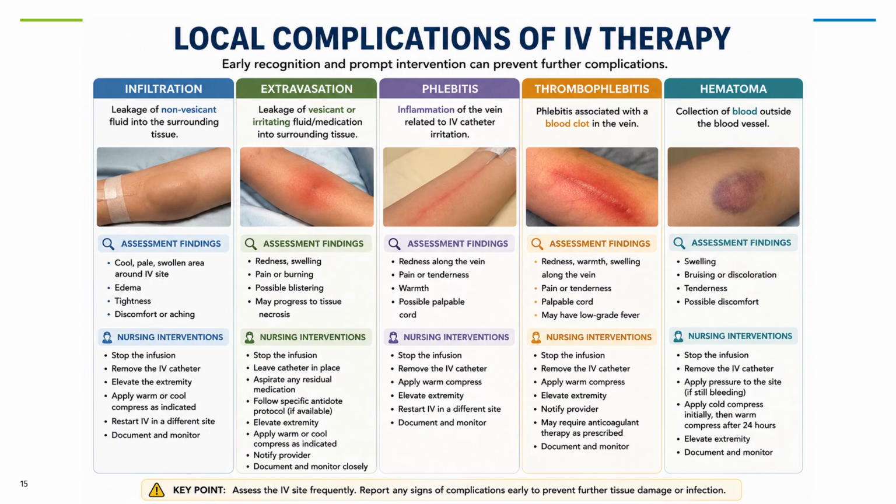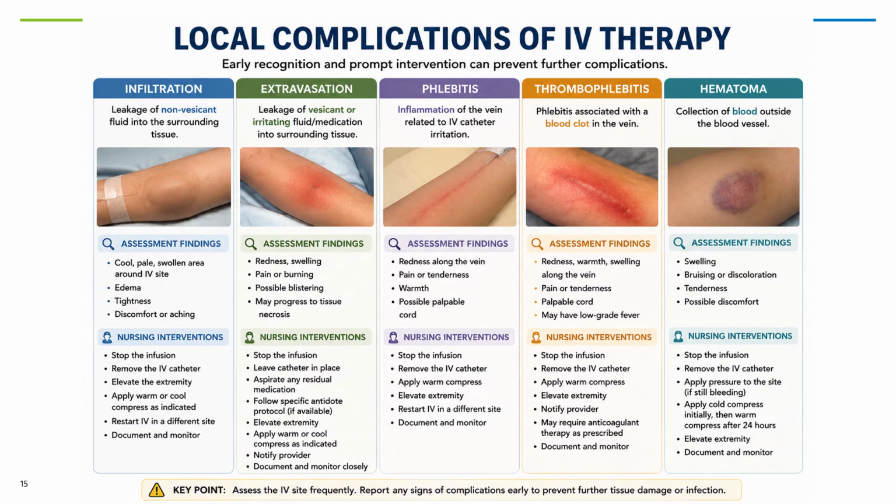Thrombophlebitis is essentially phlebitis plus a blood clot. In other words, the vein is inflamed and now it contains a thrombus. So you will often see things like significant redness, warmth, swelling, a firm palpable cord, pain along the vein, and occasionally a low-grade fever. Patients will often report increasing tenderness that extends beyond the insertion site.